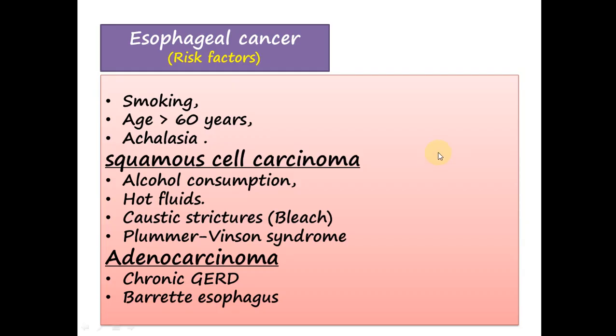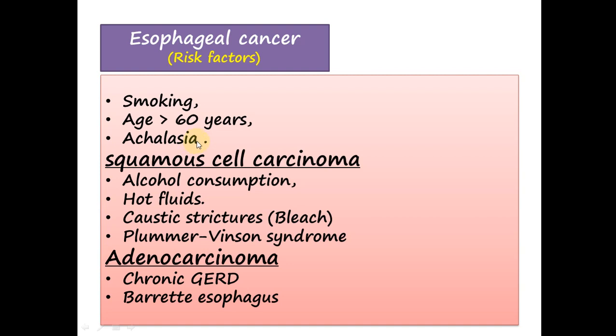Now the risk factors: smoking, age more than 60 years, and achalasia. These three are the risk factors for both of the esophageal cancers. The risk factors we can say are modifiable and non-modifiable. For example, smoking is a modifiable risk factor. We can advise the person to quit smoking so we can stop it. But age is a non-modifiable risk factor, because we cannot increase or decrease the age of a person, and most commonly these tumors occur in advanced age, when the age is more than 60 years.